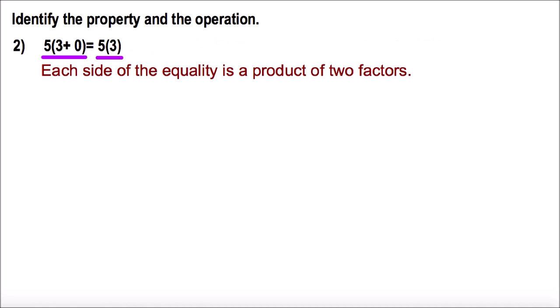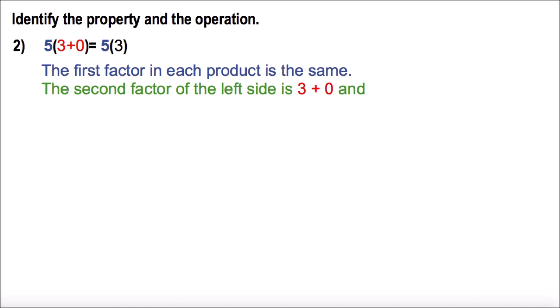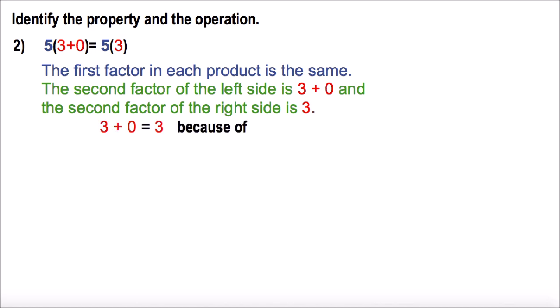Question 2. 5 times the quantity of 3 plus 0 equals 5 times 3. Each side of this equality is a product of 2 factors, where the first factor in each product is the same. The second factor of the left side is 3 plus 0, and the second factor of the right side is 3. 3 plus 0 equals 3 because of the identity property of addition.